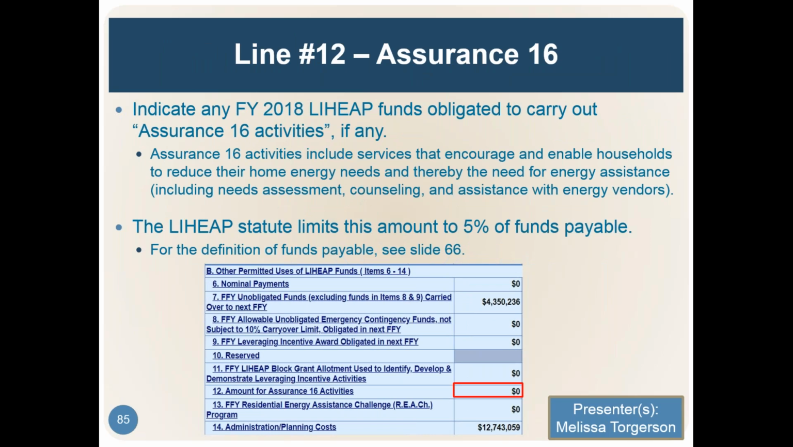So if you have any Assurance 16 activities, these are things that include services that encourage households to reduce their home energy needs and the need for energy assistance. For those of you who are new, this is a plethora of different kinds of activities that you can do. The statute limits this amount to 5% of funds payable, and you would put the amount of these activities in line 12. If you find that some of your activities, you're not sure which fall under Assurance 16, or maybe you have some but you haven't defined it as Assurance 16 in the past and you think it belongs there, apprising your liaison can help you walk through that.